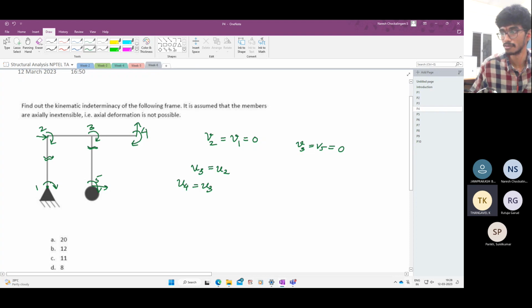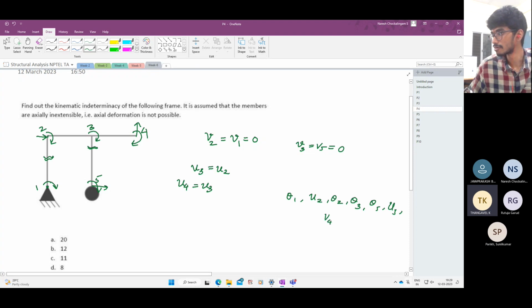So how many do we have? What are the degrees of freedom? We have theta 1, U2, theta 2, theta 3, theta 5, U5, and then V4, theta 4. So we have 1, 2, 3, 4, 5, 6, 7, 8. So 8 is the answer.